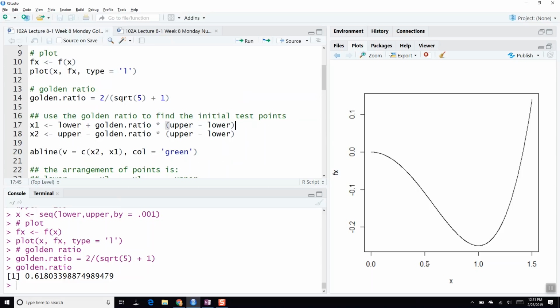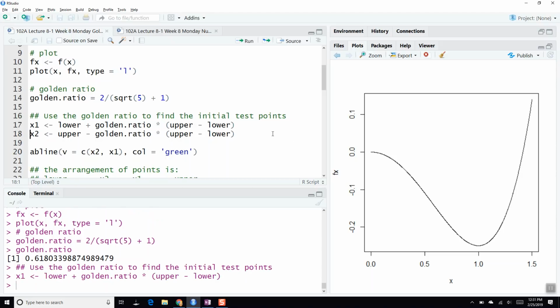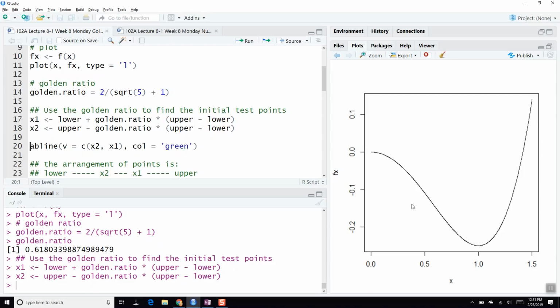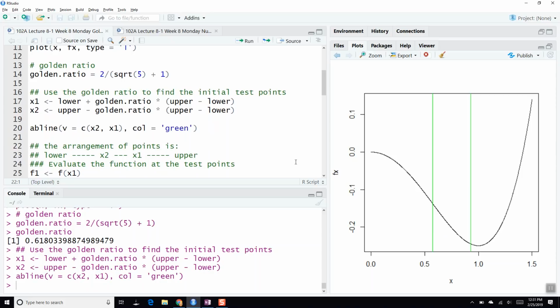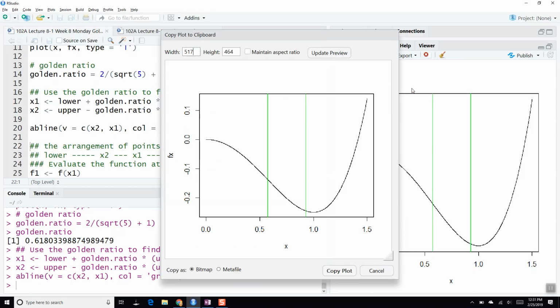Anyway, we've got our lower bound, 0, and our upper bound, 1.5. What I'm going to do is take this difference of 0 to 1.5, multiply that by the golden ratio, and add that to 0. That's going to be x1. Then we take the upper bound and subtract off the golden ratio times the difference. So our 2 points end up about 62% of the way from 0 to 1.5 right here, and 62% of the way from 1.5 to 0 right here. Let me just copy this image.